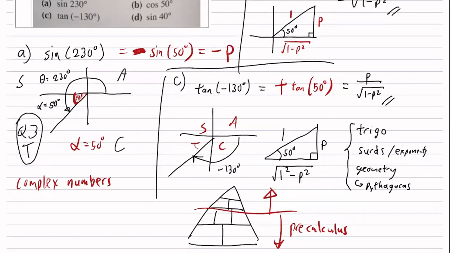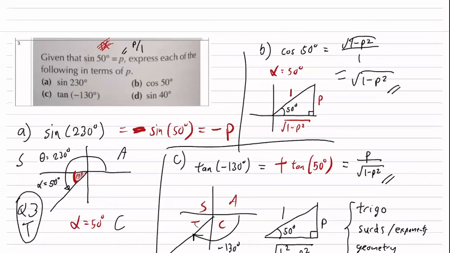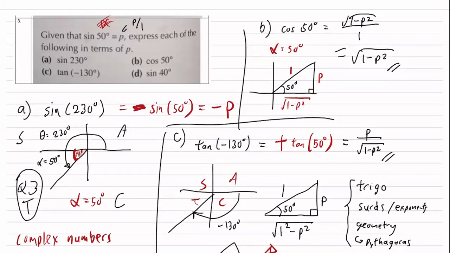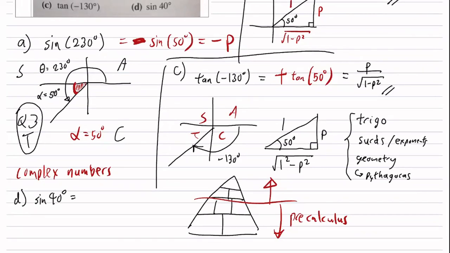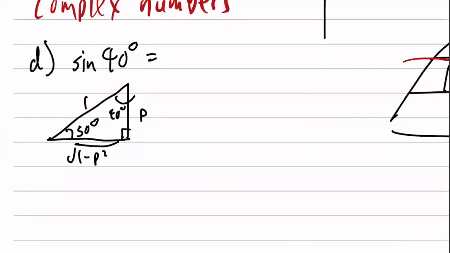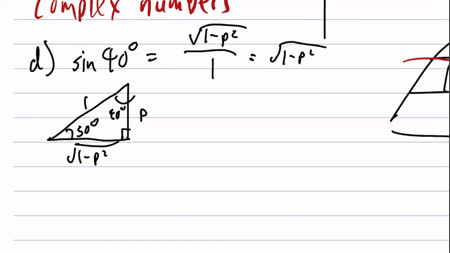Anyways, moving on. Part D, sine 40 degrees. I don't know how. Then you draw the right angle triangle, you realize 50 degrees here, 40 degrees there, which is what you were talking about just now. And sine 40, opposite over hypotenuse. Let me label the length first. So sine 40 is opposite over the hypotenuse. So it's just square root 1 minus p squared divided by 1, which is square root 1 minus p squared. Is that okay?